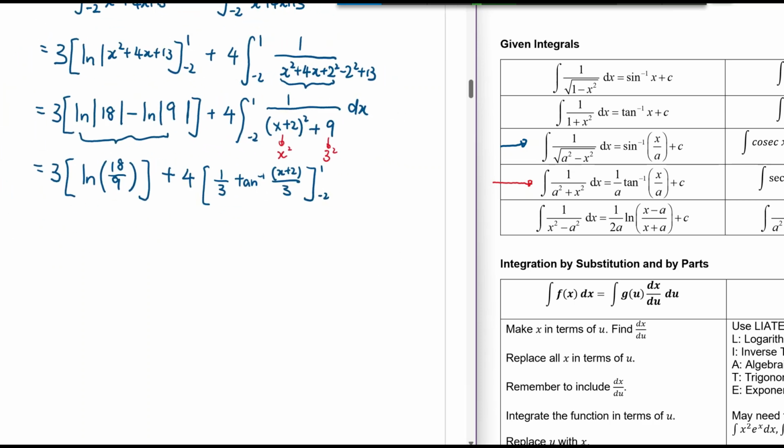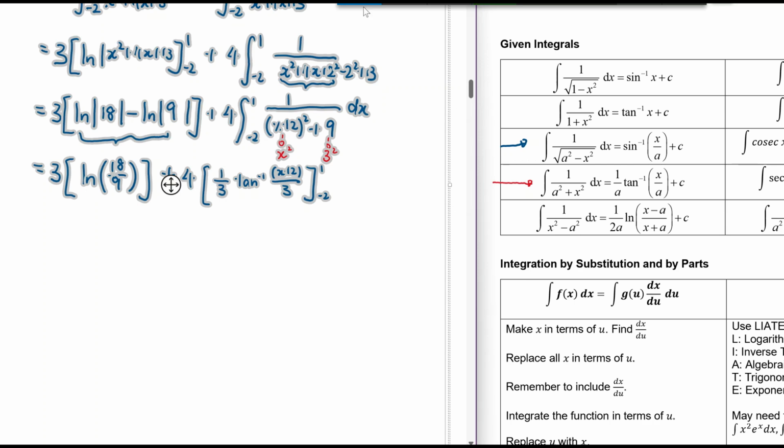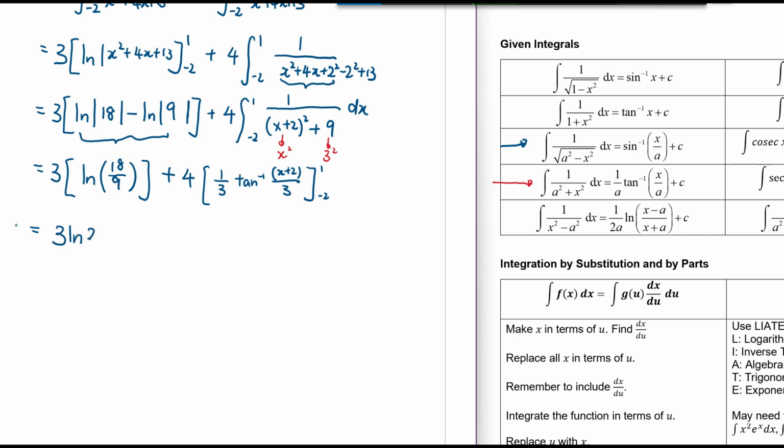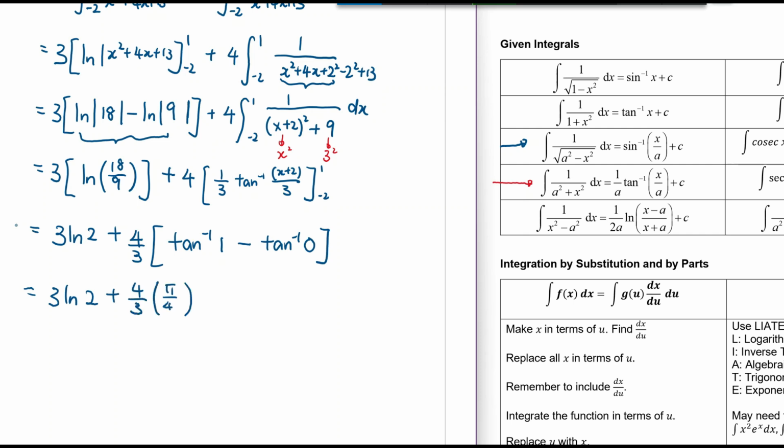Now that we can put in the definite integrals for my tangent, this will become ln 2 plus 4 over 3. Constants we can always bring outside. Tangent inverse, put in the 1, so that will be 3 over 3, 1, minus tangent inverse 0. At this point of time you should know that tangent inverse 1 is pi over 4. If you don't know, please refer to the second video of this series. Plus pi over 3.